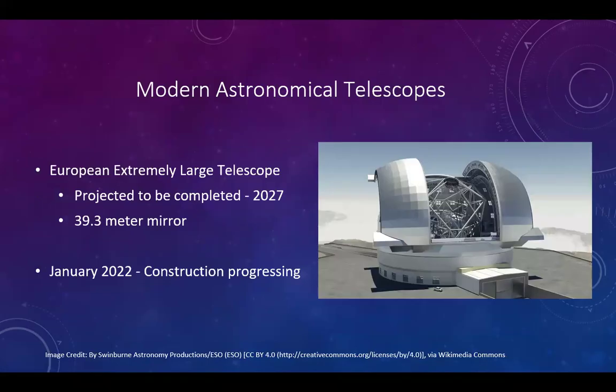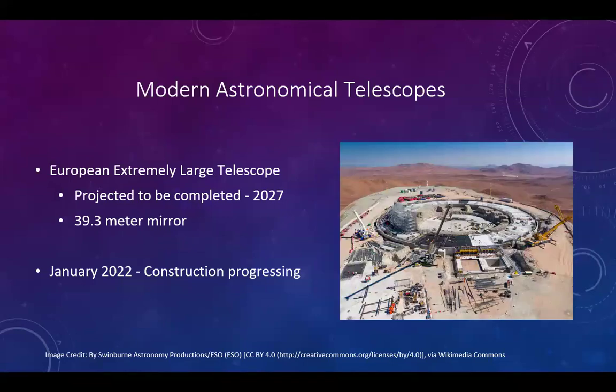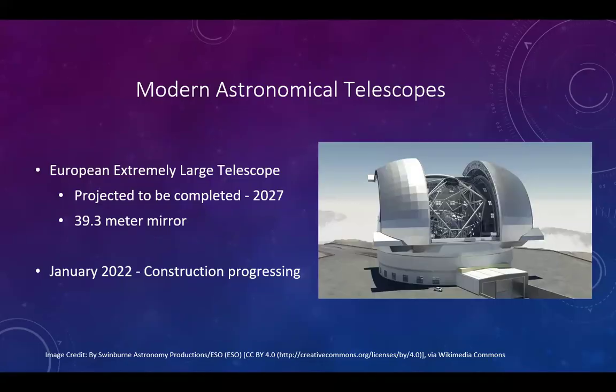This is the European Extremely Large Telescope, which is projected to be completed in 2027. Probably going to take longer, because it's going to have a 39.3 meter mirror. This thing is huge. This is a mock-up. The construction is progressing. I don't have a more modern picture, but the walls of this base structure have been built. Is that a car at the bottom of there? Yes. This thing is huge.